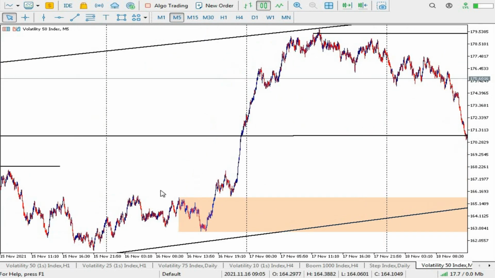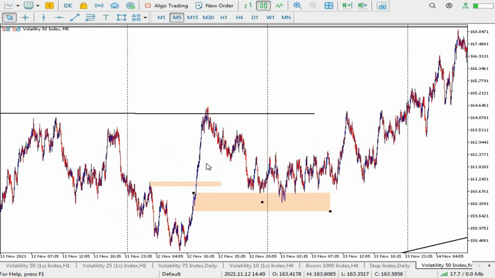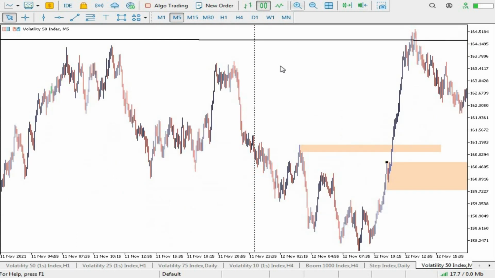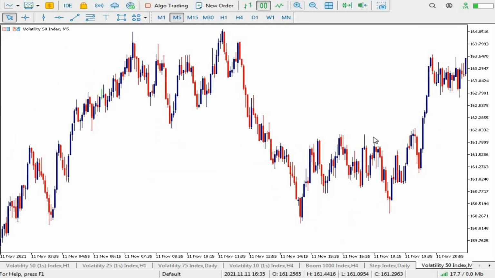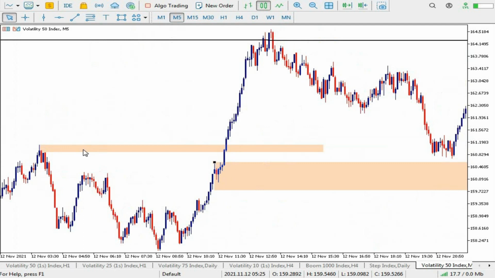Sorry about that, guys. Yeah, right there you can see the price even comes back to that zone, meaning there was an order block. You can see this is actually an order block right there.